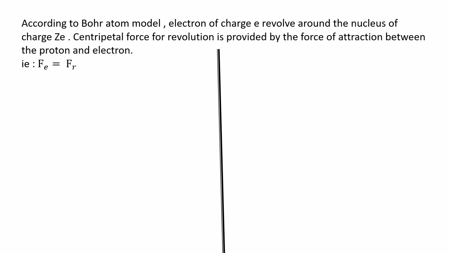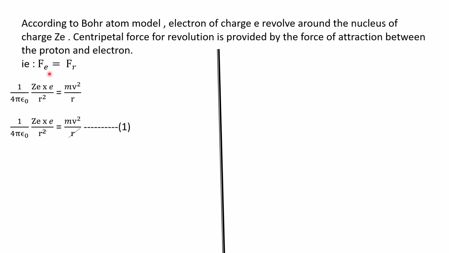Centripetal force for revolution is provided by the force of attraction between proton and electron. So, the electrostatic force Fe is equal to centripetal force Fc. Centripetal force is provided by the force of attraction between the electron and the nucleus.